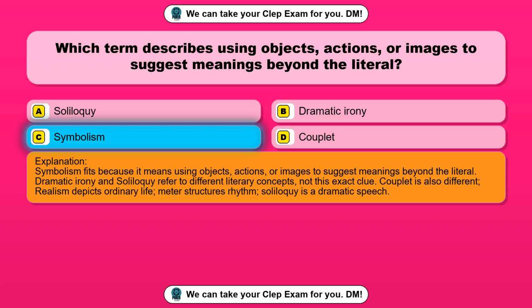Symbolism fits because it means using objects, actions, or images to suggest meanings beyond the literal. Dramatic irony and soliloquy refer to different literary concepts, not this exact clue. Couplet is also different, realism depicts ordinary life, meter structures rhythm, soliloquy is a dramatic speech.